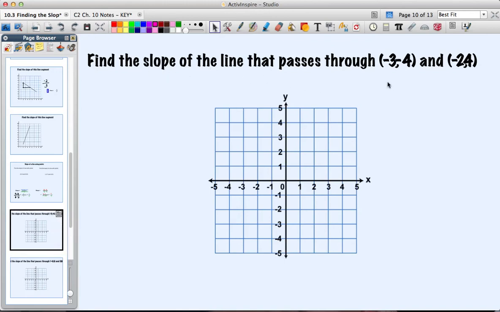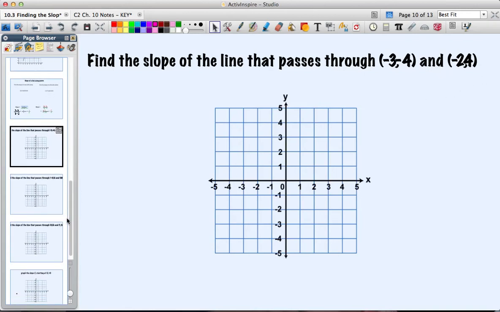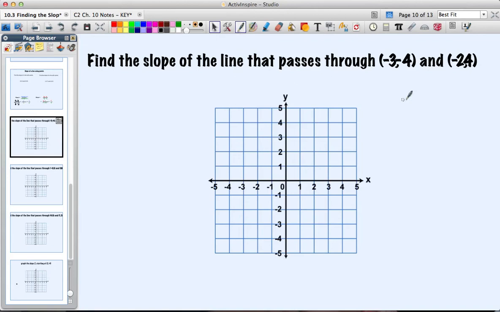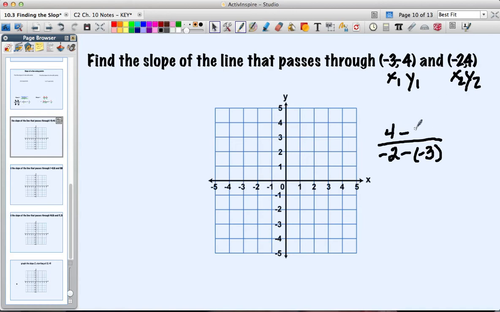Okay, so we're going to find the slope of the line that passes through -3, -4, and -2, 4. And we're going to do this using our new formula. So I have my x's and my y's. This is x1, this is y1, that's your first point, and this is x2 and this is y2, that's your second point. So it's always x2, -2 minus x1, which is -3, and that goes below your y2, which is 4, minus y1, which is -4.